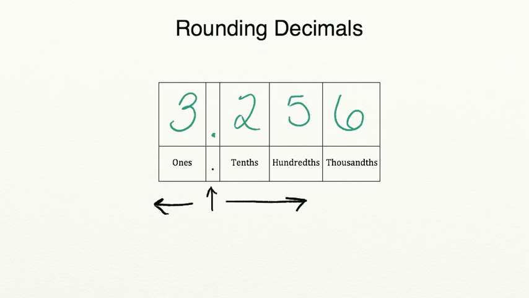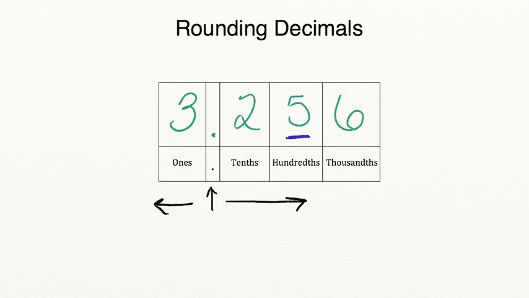So let's go ahead and start looking at how we can round decimals. When you're rounding a decimal, you're going to be asked to round to a specific place value. In this case, we are going to round to the hundredths place. Your first step is to underline the place value that you are rounding to. Since we're rounding to the hundredths place, I underlined hundredths.